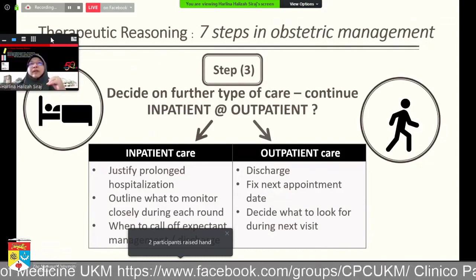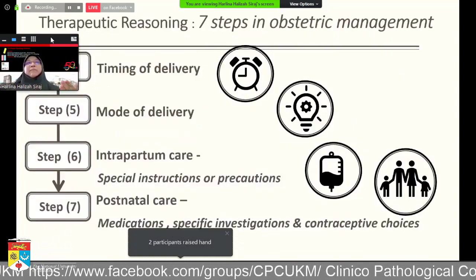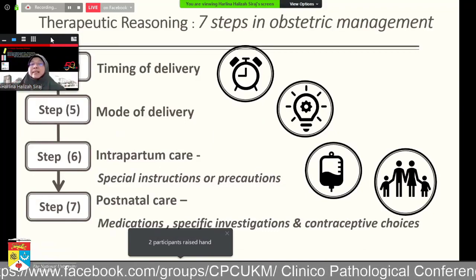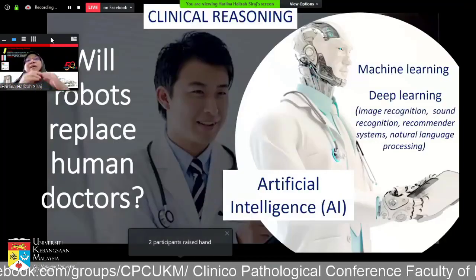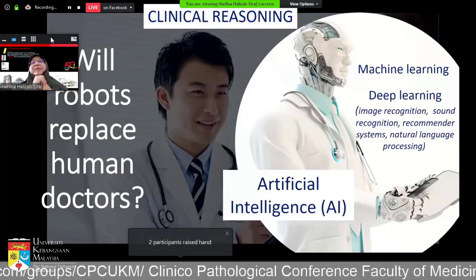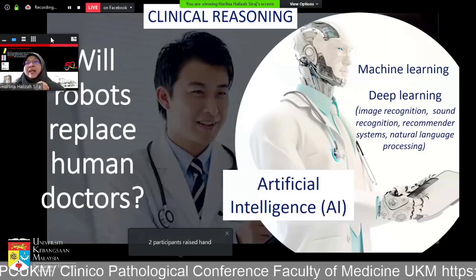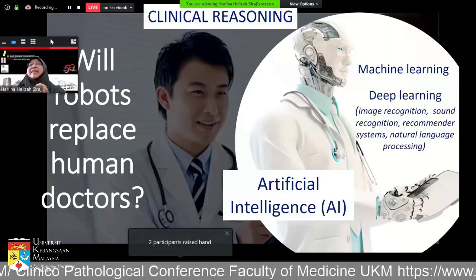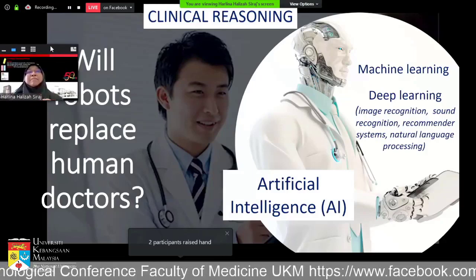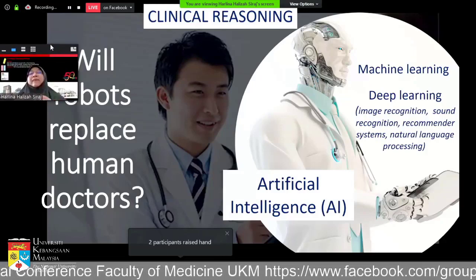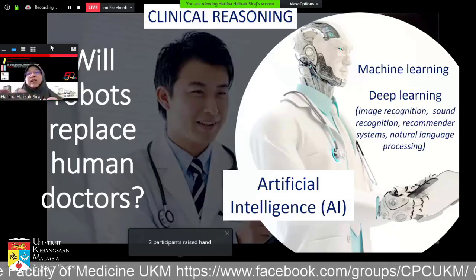And for step 4, it is the timing of delivery, mode of delivery, intrapartum care, and finally postnatal care. This is actually the therapeutic reasoning steps. So, well, with all that, we will most probably have to ask this question. Will robots replace human doctors one day? When all this artificial intelligence with the machine learning and the deep learning might become better in reasoning out what is wrong with the patient, providing they get all the data.